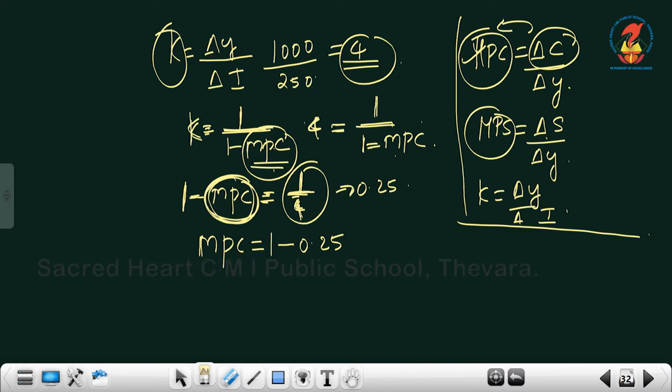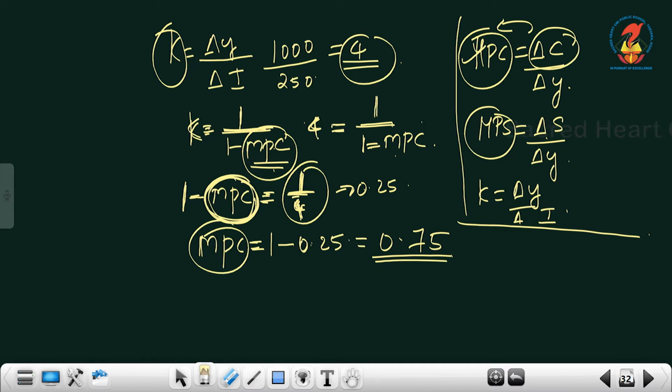What we actually need here is to find out MPC. How will you find out MPC? MPC is equal to, therefore, 1 minus 0.25. Write down the value of 1 by 4 as 0.25. That can be written as 1 minus 0.25, which is 0.75. You got the value of MPC. If you get the value of MPC, it is very easy to get the value of delta C.